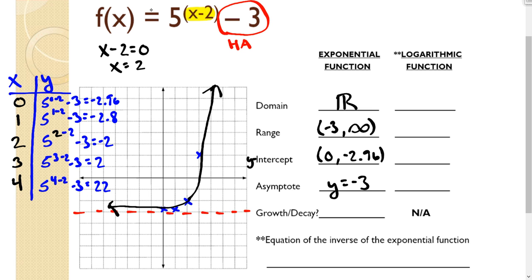And then looking at my base, it is 5. 5 is greater than 1, so this is going to be exponential growth. So we could alternatively say that it is increasing across its entire domain.